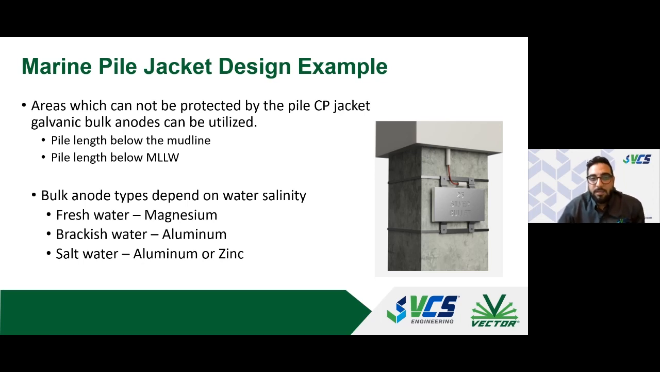And obviously, depending on the water salinity and some other water factors and water chemistry, we can pick the right type of bulk anode for it. So typically for fresh water, we use magnesium. For brackish water, we use aluminum. And for salt water, it's either aluminum or zinc. Typically, we go with aluminum, but zinc can be used as well.